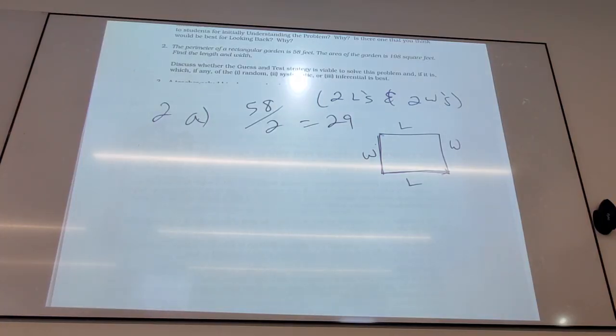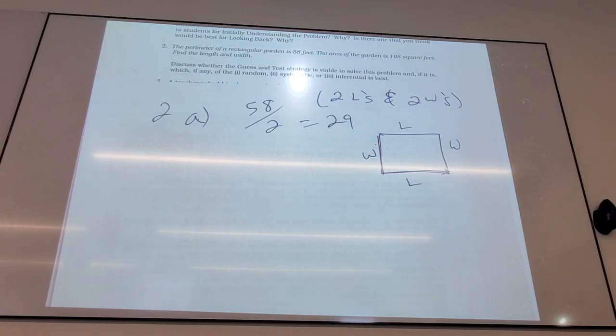All right, let me stop for a second. You guys are all with me. This is the way I do it. When I'm teaching algebra and we're going to turn this into an equation, I cut the perimeter in half, because then I just have one width and one length. If all the way around is 58, then one width and one length is 29. So then I need two numbers that add to 29.